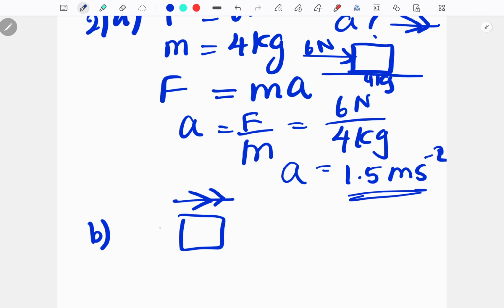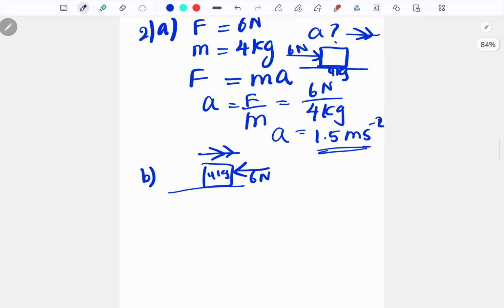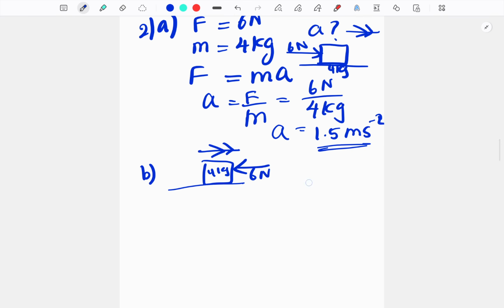Object move to this direction, but you are applying that 6 Newton to the opposite direction. Same 4 kg. What happened? Now it's not the acceleration. It should be deceleration, right?